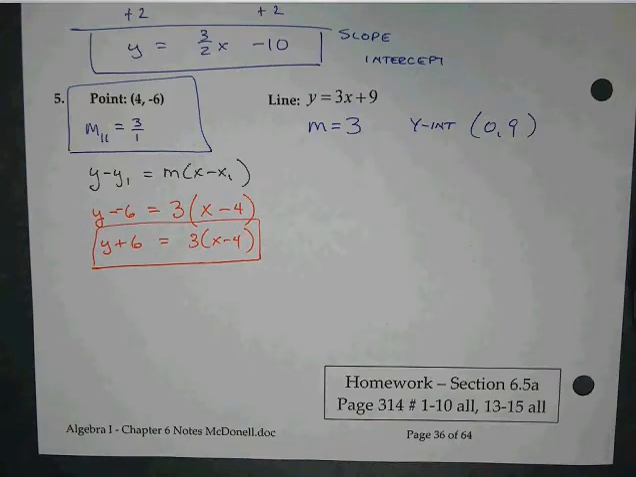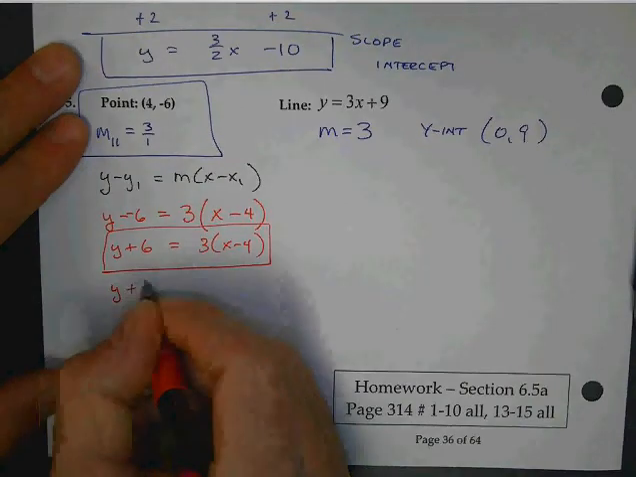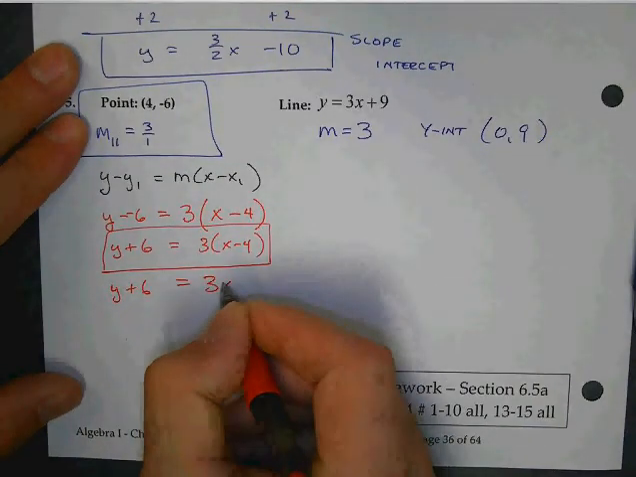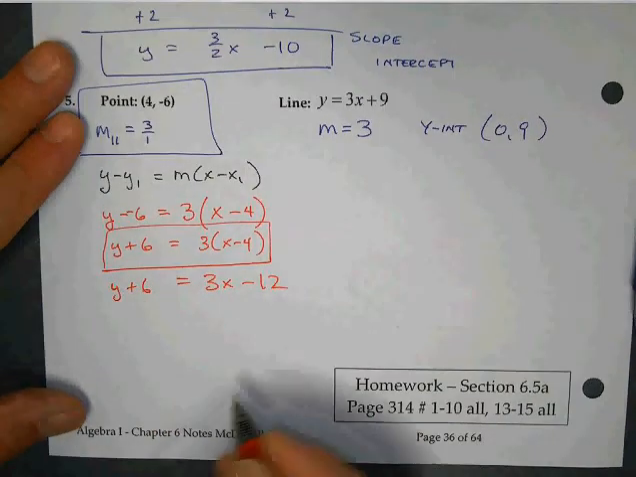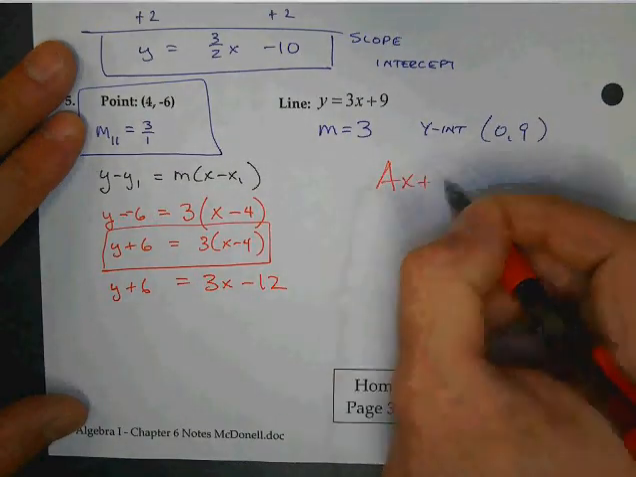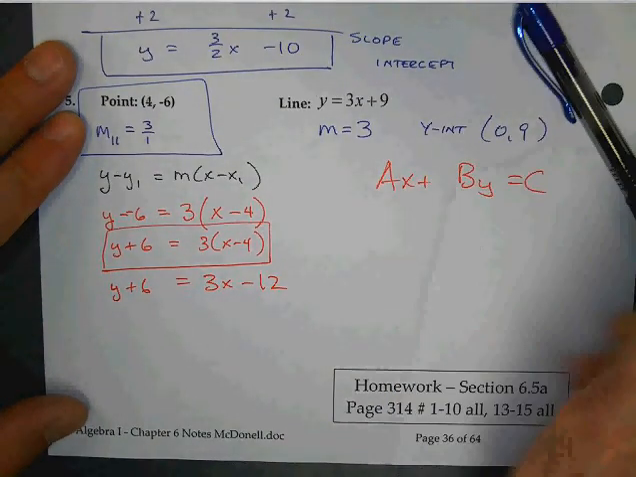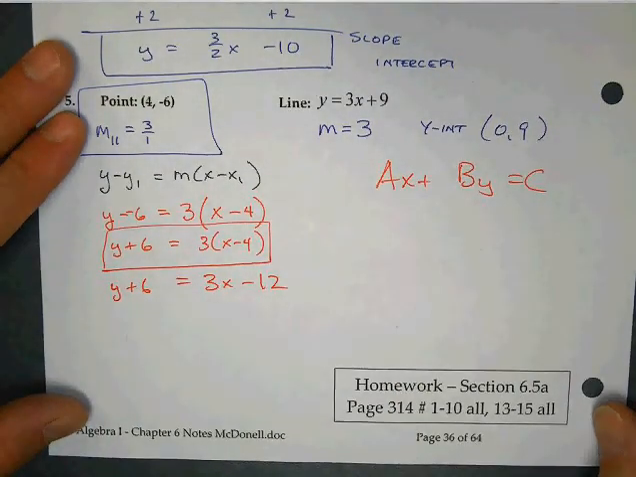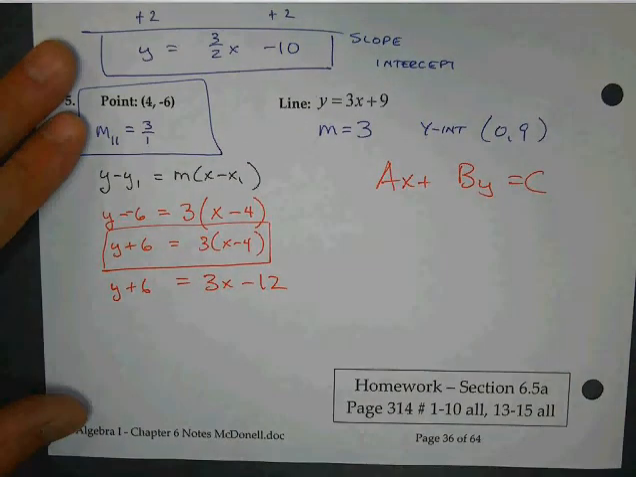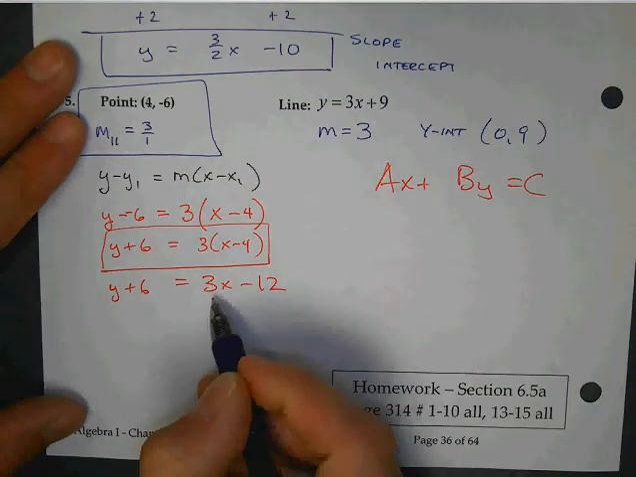On this one, let's do the other form. What's the other form called? The third form. Standard. What do I do with this 3? Distribute. Go ahead and distribute for me, Luis. Y plus 6 equals 3x minus 12. All right, now standard form, reminder, the x's and y's are on the left. The numbers are on the right. So I guess I need to move this 3x over to the left.